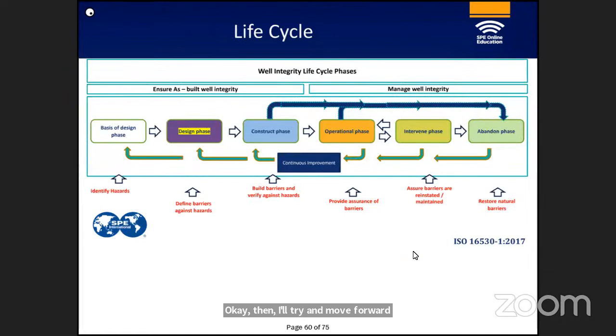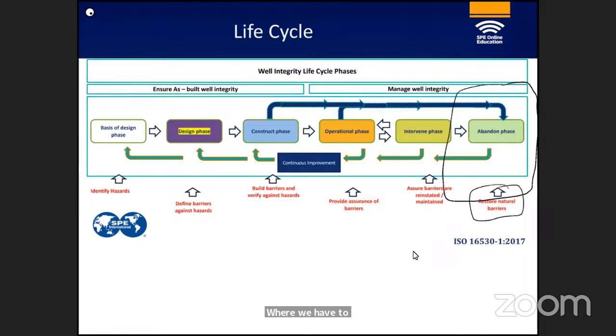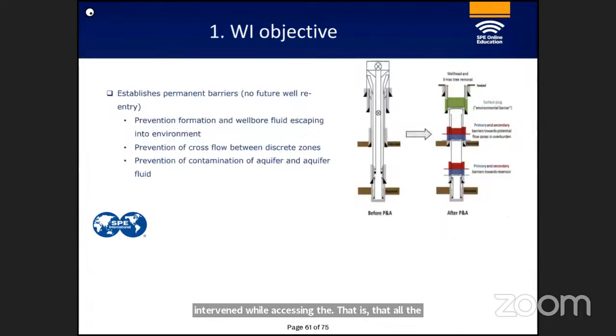Again, we come back to the life cycle phases. Now we are on the last phase, which is the abandonment phase, where we have to restore the barriers which we had intervened while accessing the reservoir, or the target zone, pay zone. So what are the objectives? We have to establish the permanent barriers, as the well will have no future use.